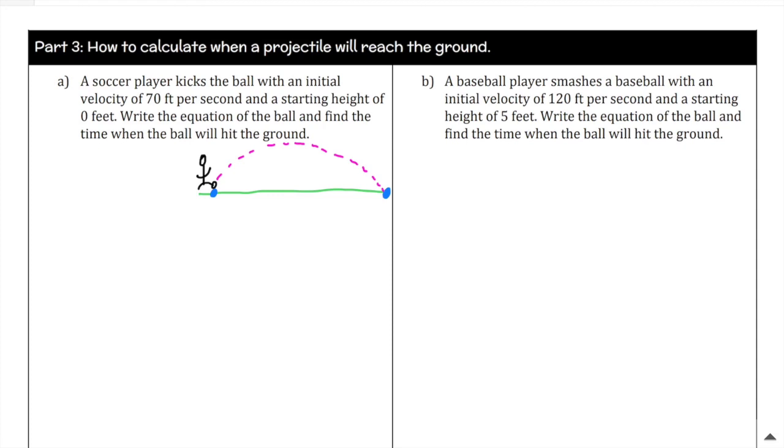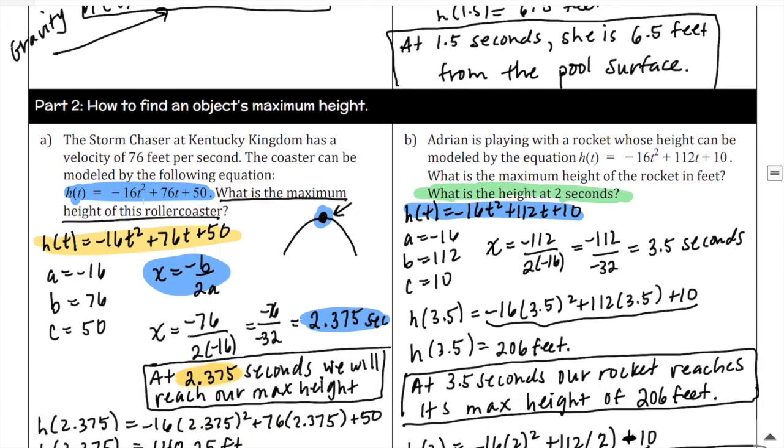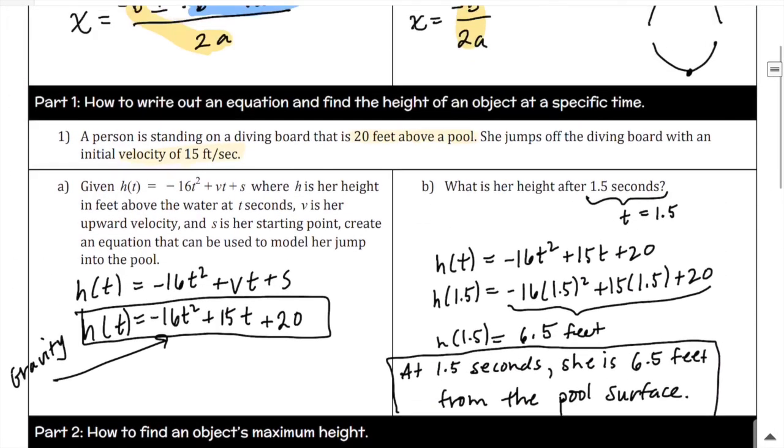So let's get started. I have my formula that I need to make. We know that typically we start off with h of t is equal to, and if you look at all these past problems, we've always had the negative 16t squared in the front.